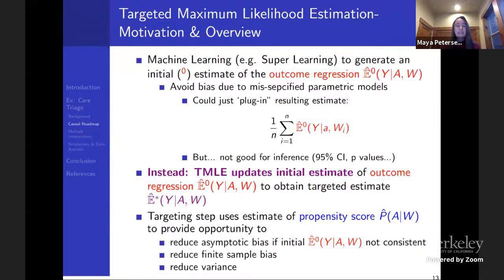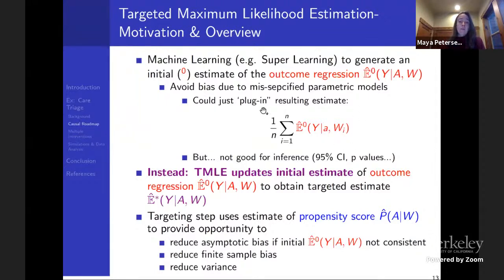So the basic idea, as I think everyone's heard a lot about now, is that we use an initial estimator based on machine learning, such as super learning, to generate an initial estimate of that outcome regression. And this is really allowing us to bring the full power of machine learning to bear, avoiding bias due to misspecified parametric models when we get that initial outcome regression. We could stop there and just plug in the resulting estimate to the G-comp formula, but as we've discussed, we lose the theoretical basis for our statistical inference if we do that.